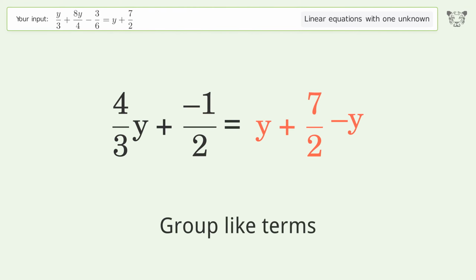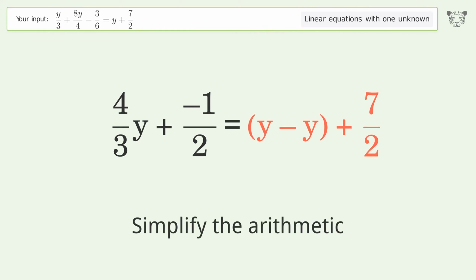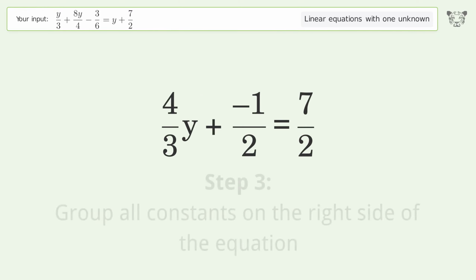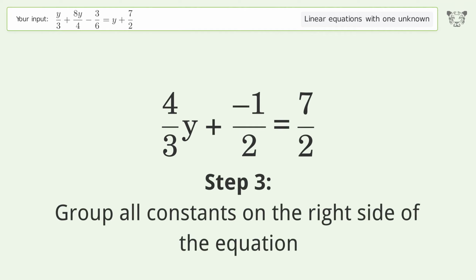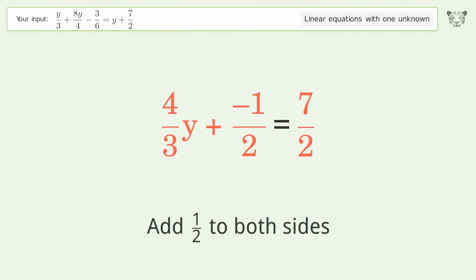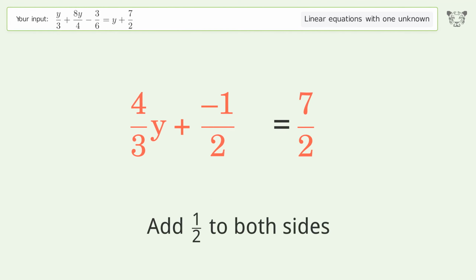Group like terms. Simplify the arithmetic. Group all constants on the right side of the equation. Add 1/2 to both sides.